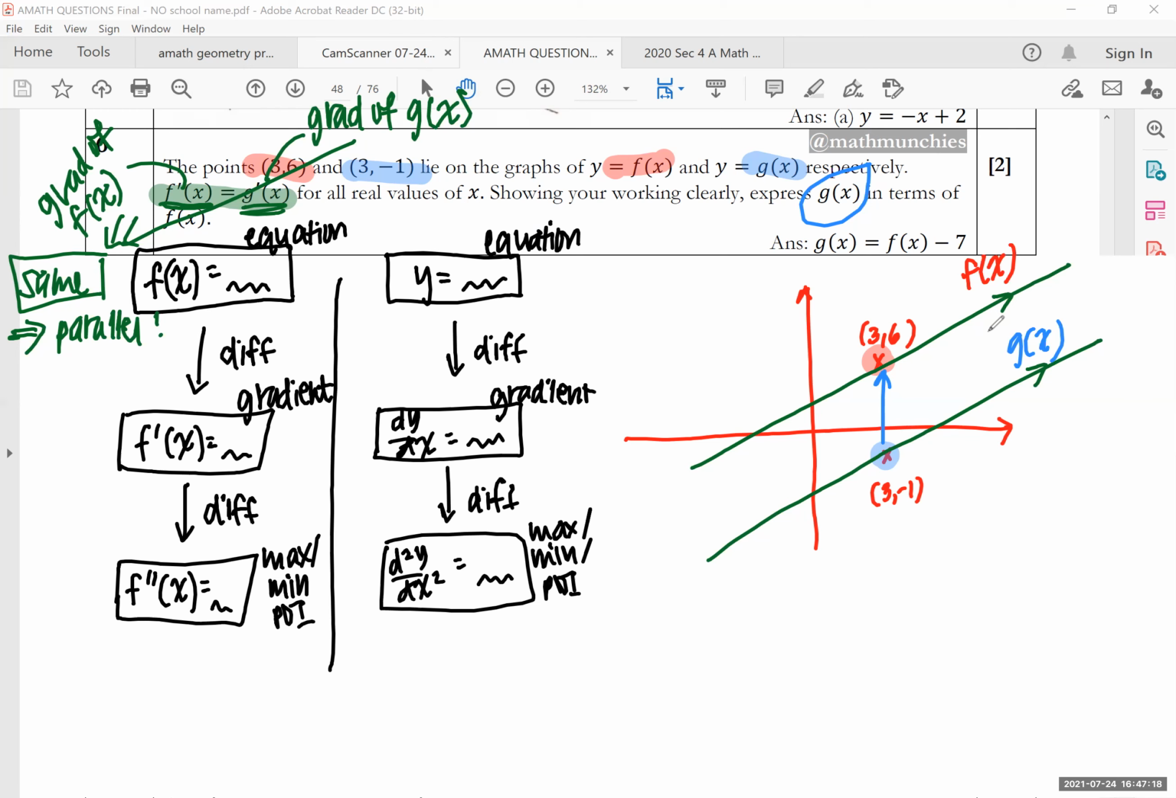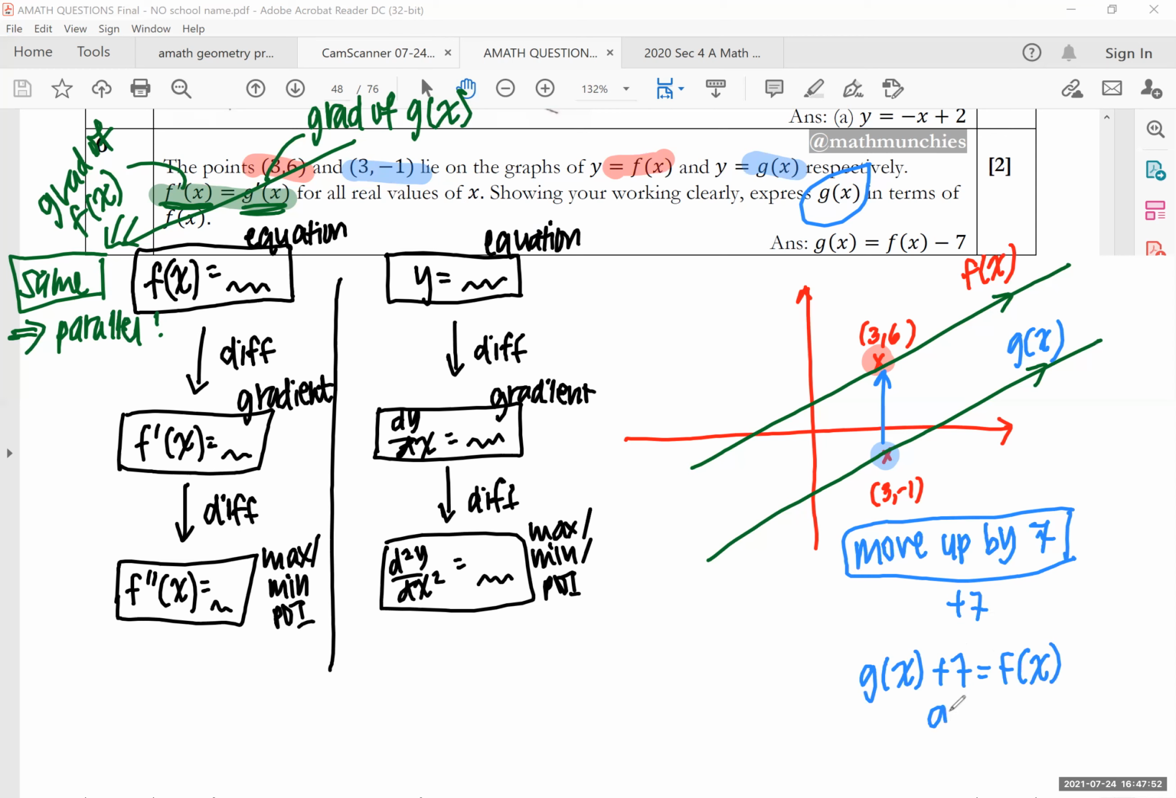Move up. Yes, it's a movement up by how many? Up by 7. And how do we express this mathematically? Move up means plus 7. So it means that g(x) plus 7 equals f(x). Yes, but they want g(x) as the subject. So g(x) will therefore be equal to f(x) minus 7.